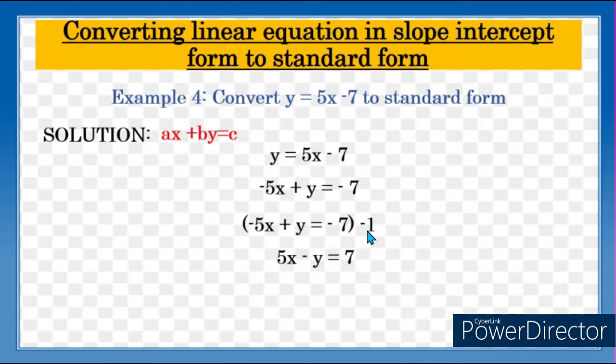But you can also stop here. Okay. Next is, you can also equate this equation to 0. So, magiging sagot po natin, if we equate it to 0, we have 5x minus y minus 7 is equal to 0. So, kahit alin po dyan yung sagutin nyo, pwede po.